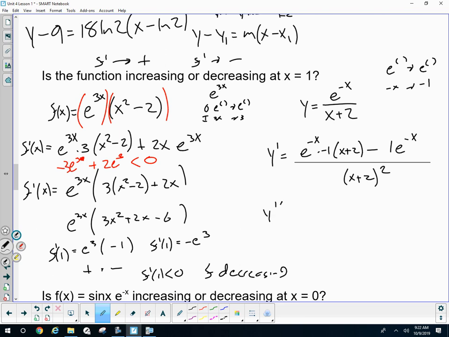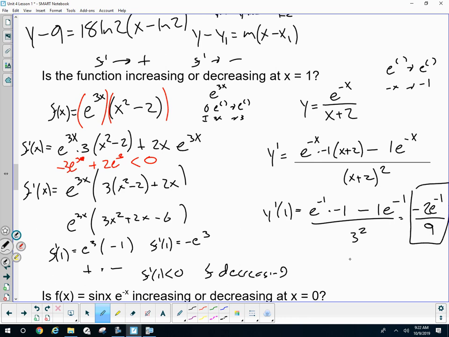To evaluate this at 1, let's see. I'm going to plug in 1 now. I could simplify by pulling out an e to the negative x, but I'd have e to the negative first times negative 1 minus 1 e to the negative first, over 3 squared. This is negative 2 e to the negative first over 9, or negative 2 over 9e. We need to be prepared to get that value, first of all.